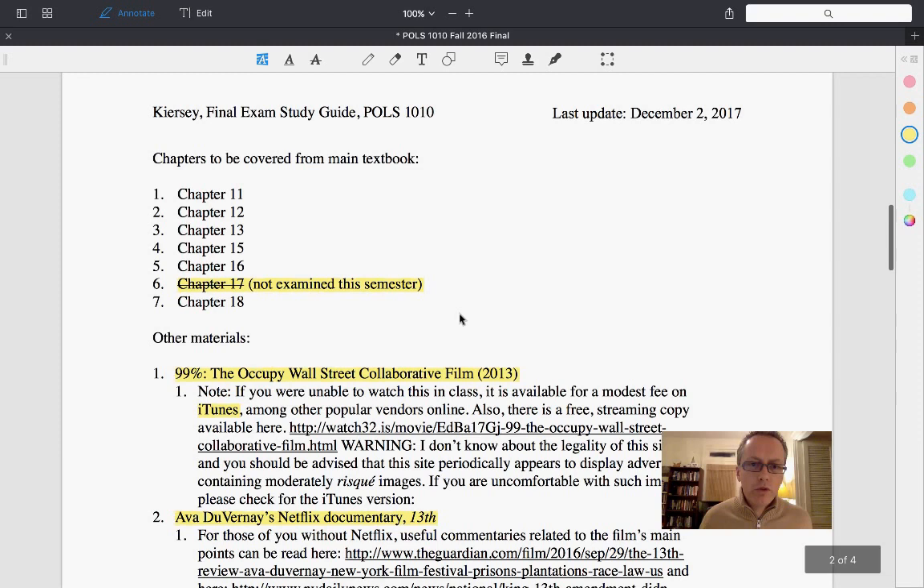Just to quickly walk through some of the changes from the syllabus, because obviously we had a special lecture on Steve Bannon and Donald Trump and the rise of the alt-right. In lieu of that, the economic policy module of the course was dropped, and so consequently chapter 17 here that you can see is not going to be examined.